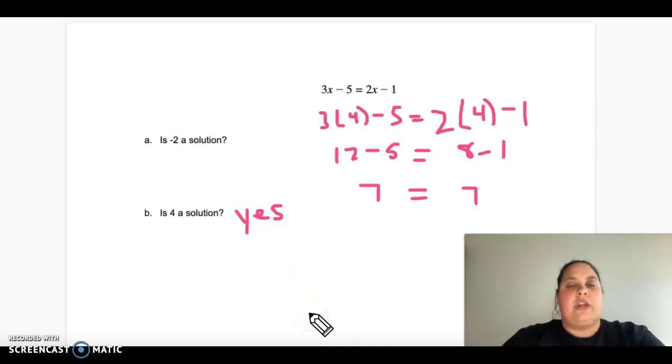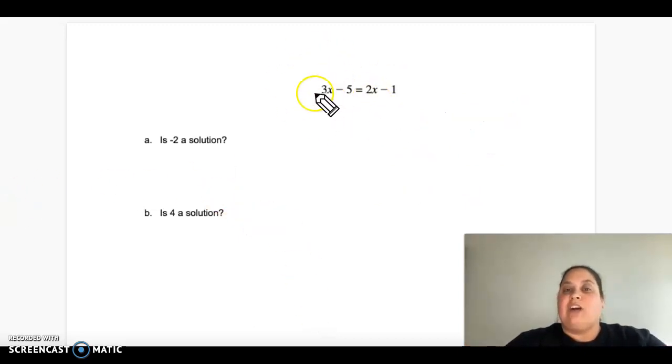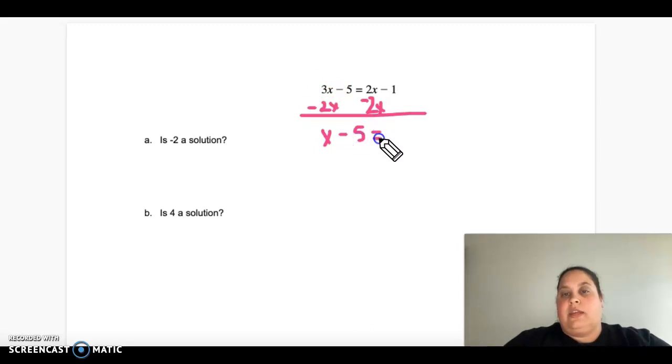So again, that's how we check our solution. So even when we're solving the equations ourselves, we can still check our solutions that way. So if I actually algebraically solve this equation, that means I'm going to take this 2x and subtract it from both sides, so that way my x's are on the same side. So then 3x minus 2x is just 1x minus 5 equals, and then on this side 2x minus 2x is 0, so I just have this -1.